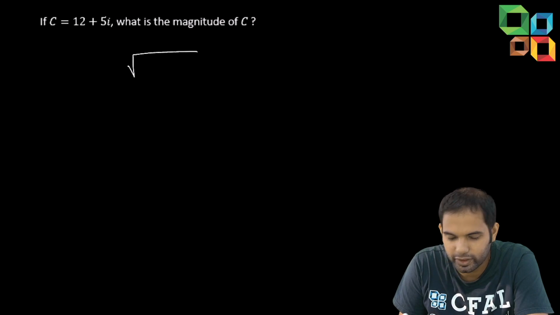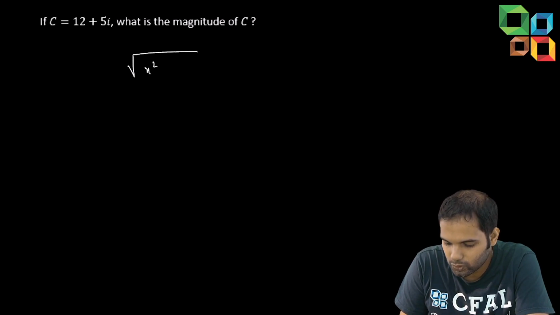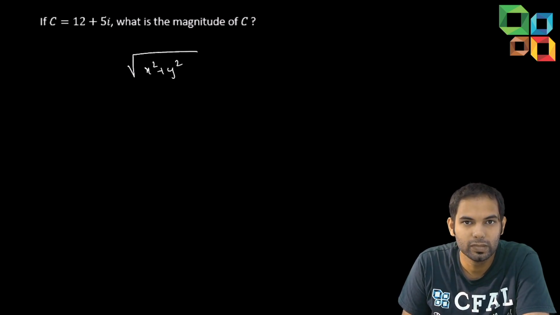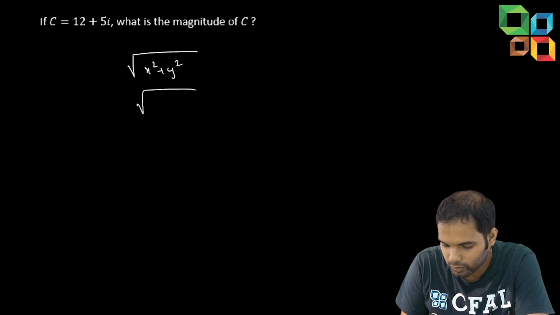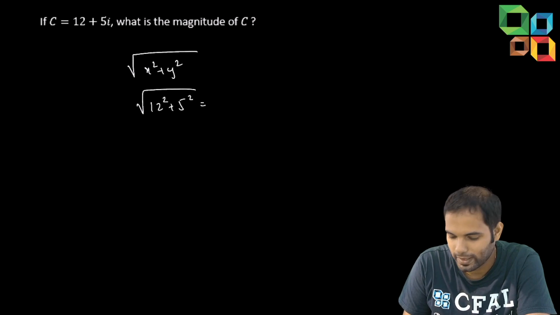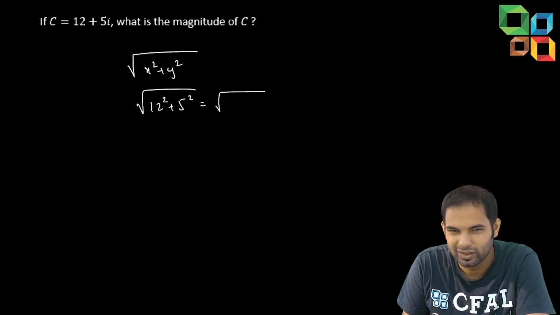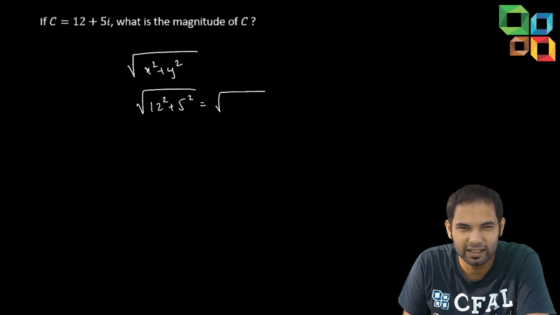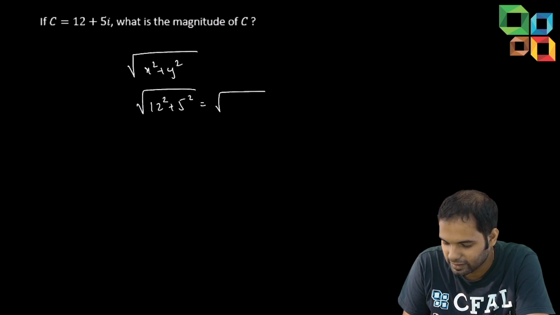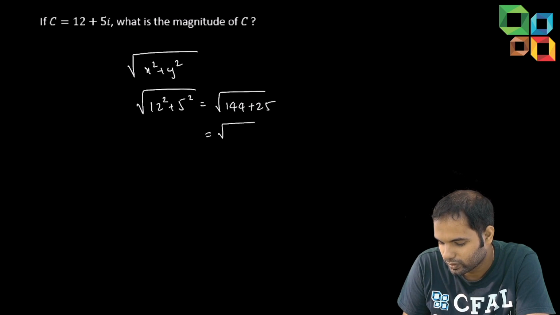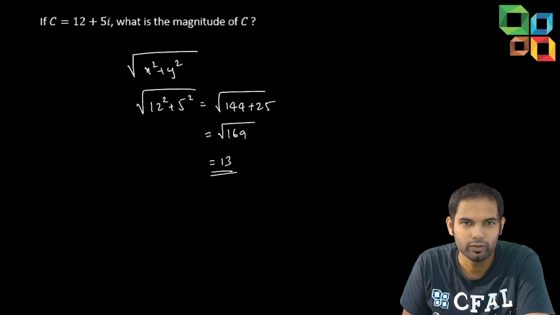So we know that magnitude is nothing but root of x square plus y square, right? So it is nothing but root of, say, 12 square plus 5 square. So 12 square is 144. If you already know the Pythagoras triplet, you'll directly write it as 13. But still, let's continue. 144 plus 25, root of 169. This one. Fine.